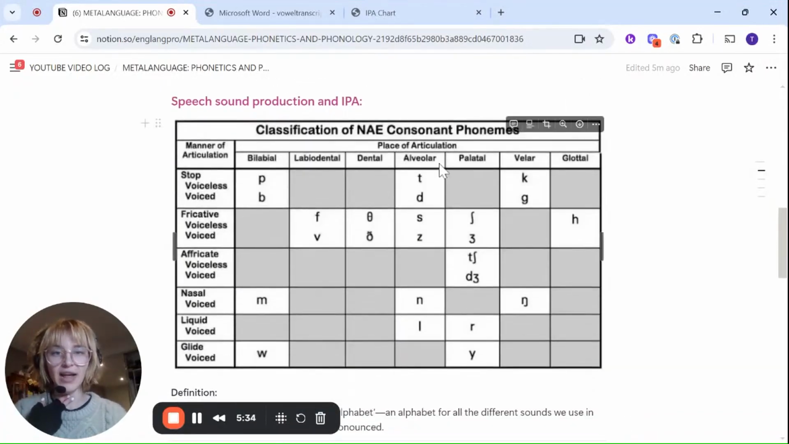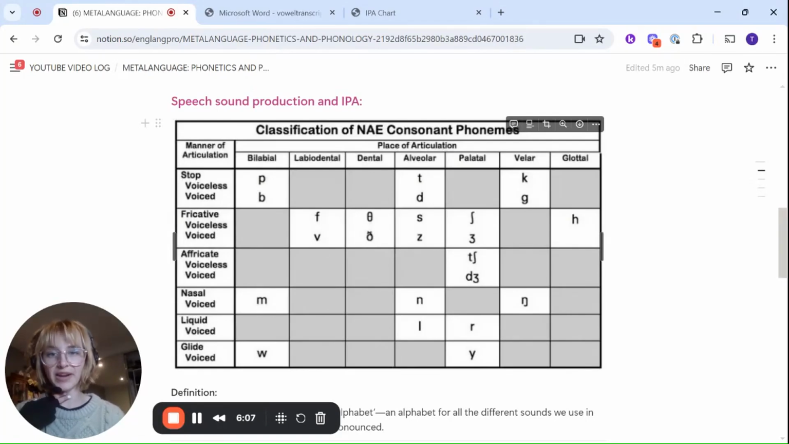For example, thankfully, I've got here a little bit of a basic IPA chart, which we'll get into in a second. As you can see, they've got two symbols in some of these places of articulation, which I'll also get to in a second. One of them is voiced and one of them is unvoiced. If you put two fingers right here where your Adam's apple is and say p, b, you can tell that there's a little bit more vibration in your larynx with b than p.